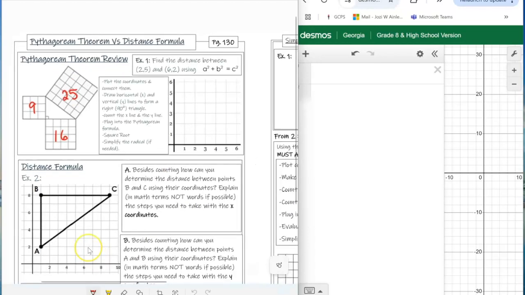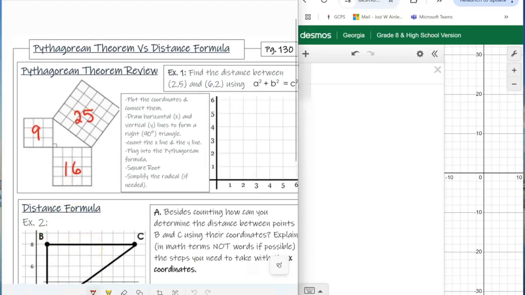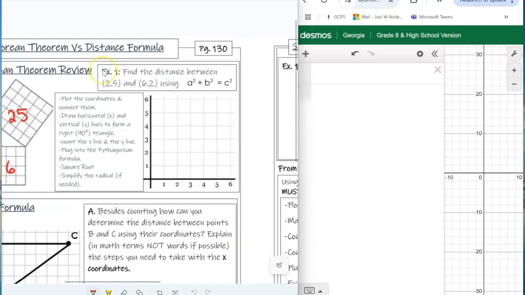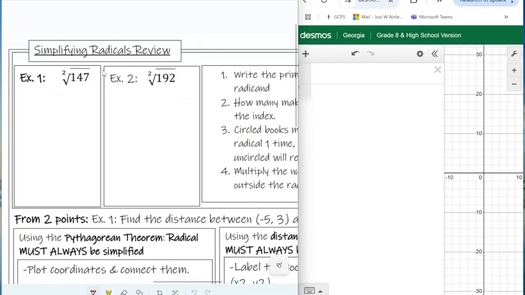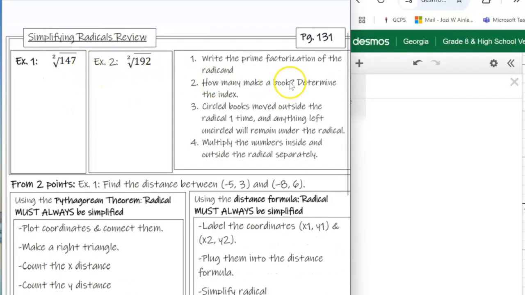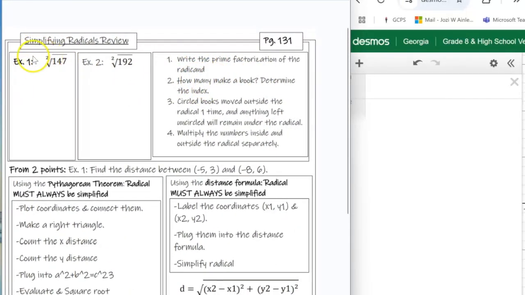All right, so we're going to take a look at Pythagorean theorem versus the distance formula. You've dealt with Pythagorean theorem before, so this is just going to be a quick review. But before we start that, I'm also going to review simplifying radicals. So I've written out the steps for you here. I'm going to do example 1, then you're going to pause the video and do example 2.